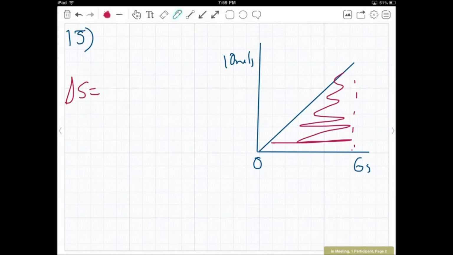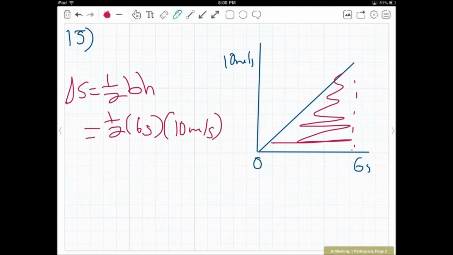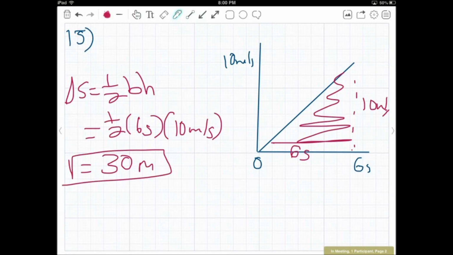So delta S is going to equal 1/2 base times height. I have a triangle. My base is 6 seconds long, and my height is 10 meters per second long. So 1/2 of 60, 6 times 10 is 60. 1/2 of 60 is 30, and it's displacement, so it's going to be meters. Very simple. Alright, that concludes the review video.